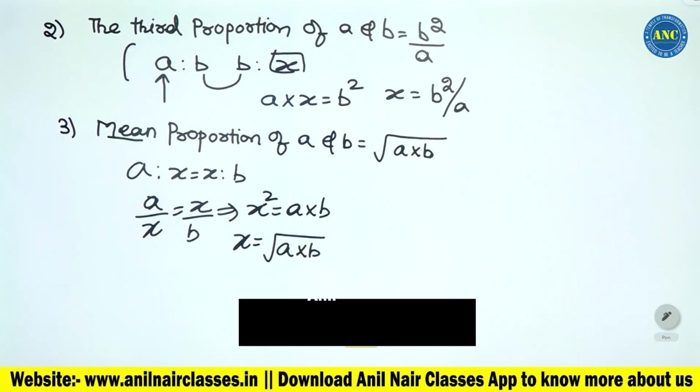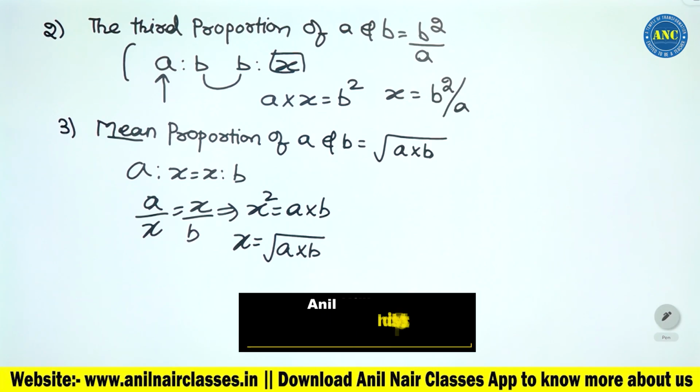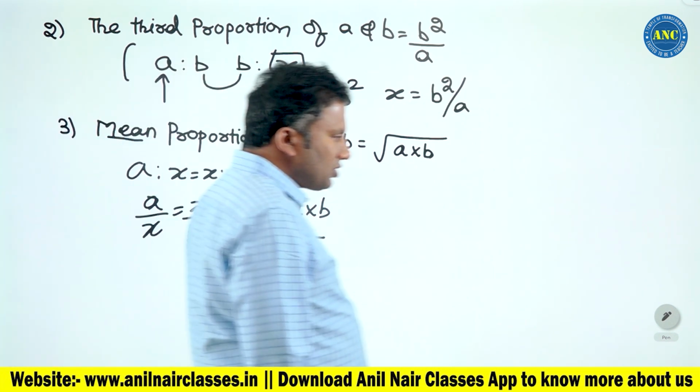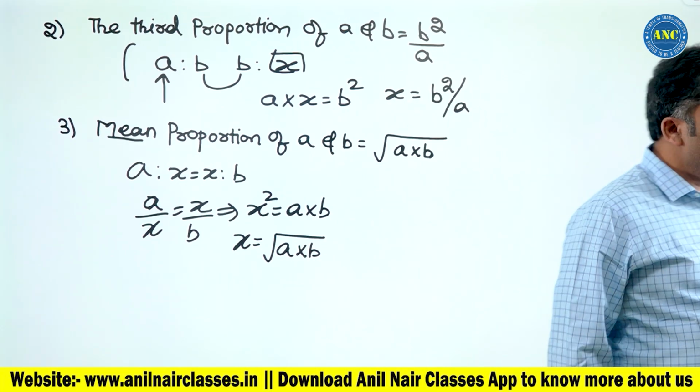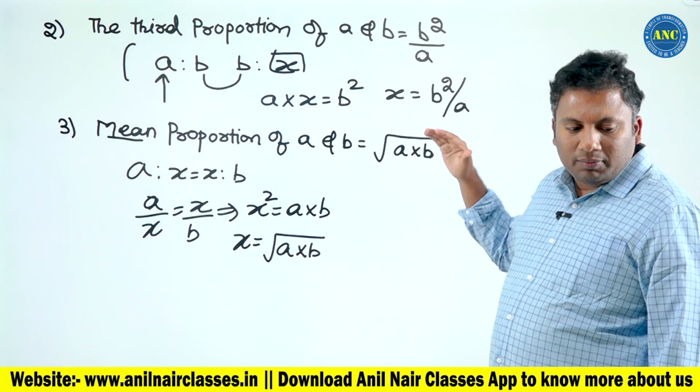Mean proportion of A and B is square root of A into B. These two are very important. First 5 problems I will solve. Next 5 you need to solve. Mean proportion of A and B is A into B under root. Third proportion and mean proportion.